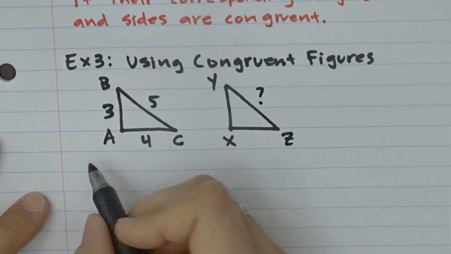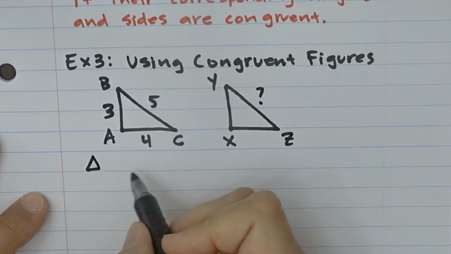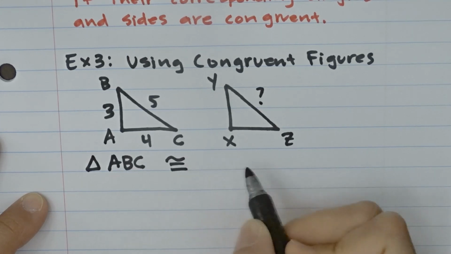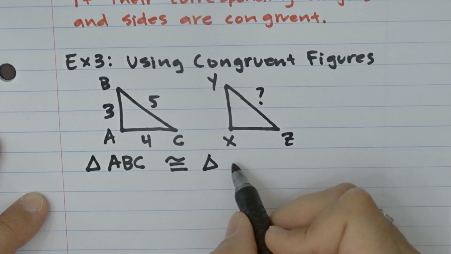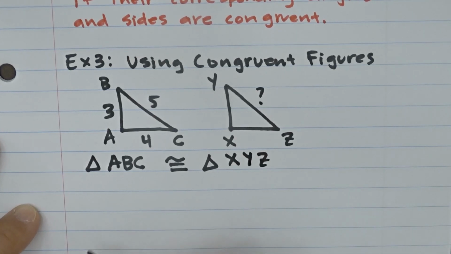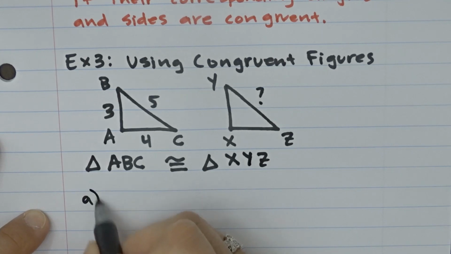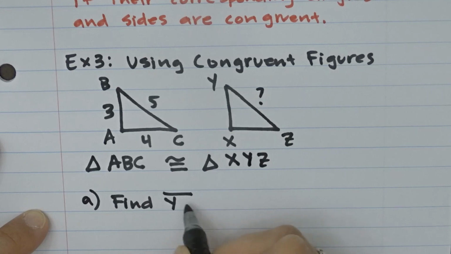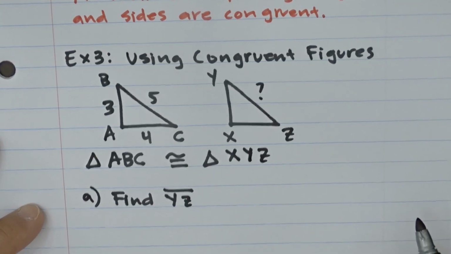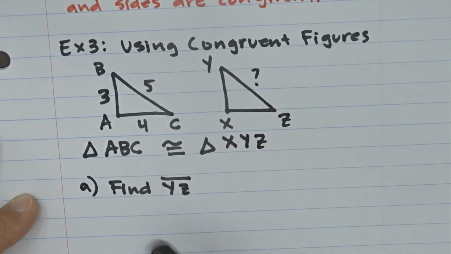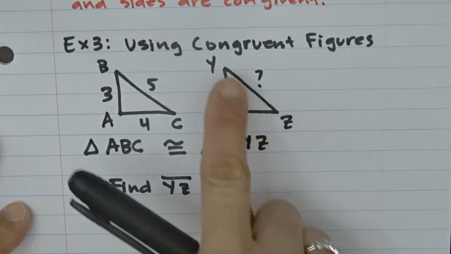So, assuming that triangle A, B, C is congruent to triangle X, Y, Z, we want to do A. Find the segment YZ. How long is that segment YZ? How long do you think this is going to be? If I'm telling you that these two triangles are congruent, what can you tell me about segment YZ?